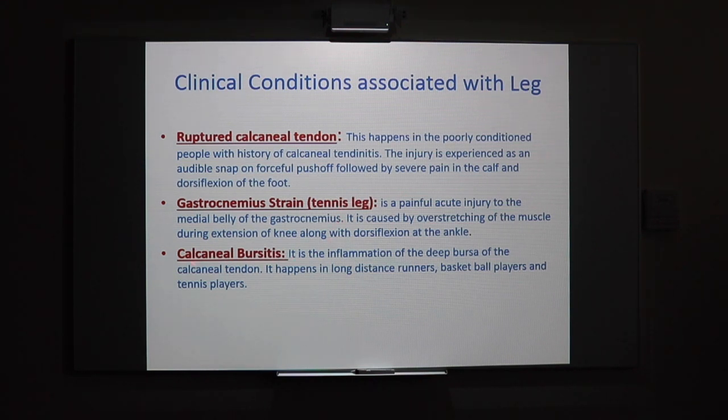You can also have calcaneal bursitis. There is a bursa between the Achilles tendon and the calcaneum. So in sports where you have repeated movements like jumps or basketball, in sports where you have rapid movements, there could be friction between the Achilles tendon and the bursa, and as a result you can have calcanean bursitis.